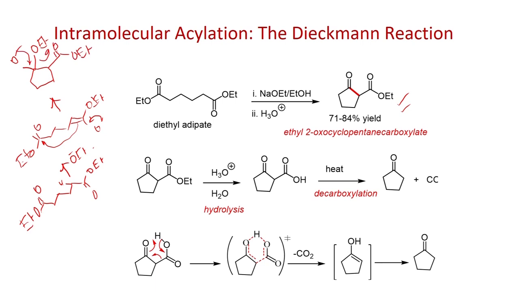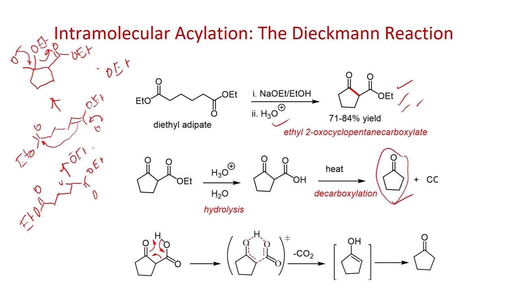This can convert into the product, generating base. That base again can deprotonate this proton, and you will have the enolate. That enolate, when you do the workup, you will get this product. This product can be further converted into a ketone. This is one of the efficient methods to make cyclic ketones.